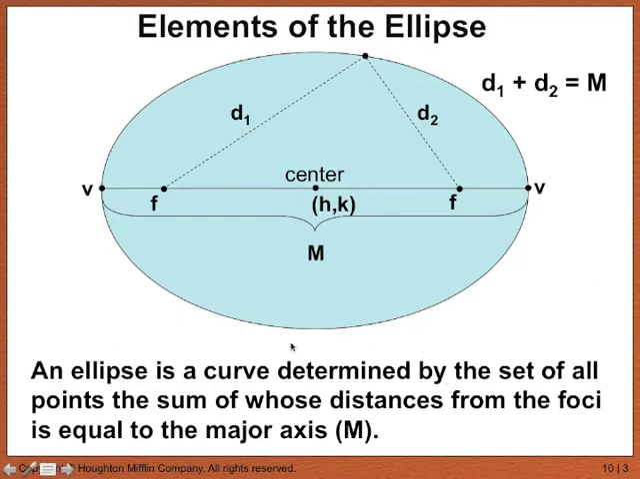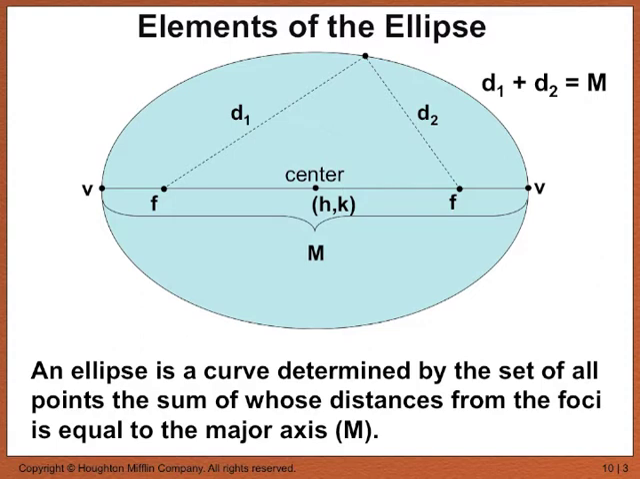Now that definition may sound confusing, but graphically it's represented this way, where I have d1 as a distance from one focus to a point, d2 a distance from the other focus to a point, d1 plus d2 equals m, and m is the major axis. It's called the major axis because an ellipse is an oval, which means that one axis will be longer than the other. With a circle, each axis is equal, but with an oval, one axis will be longer, and the axis that is longer is called the major axis.